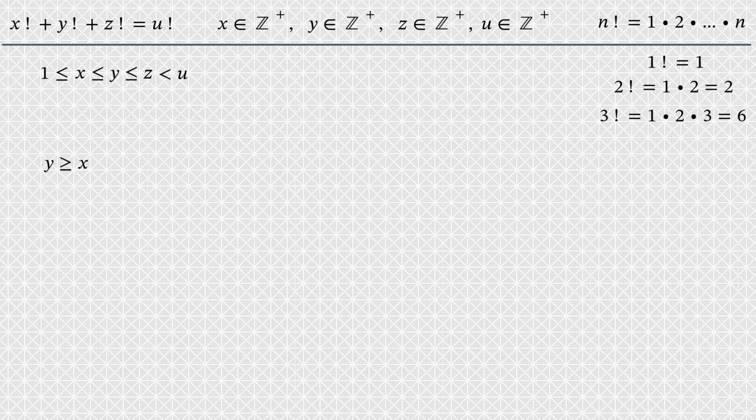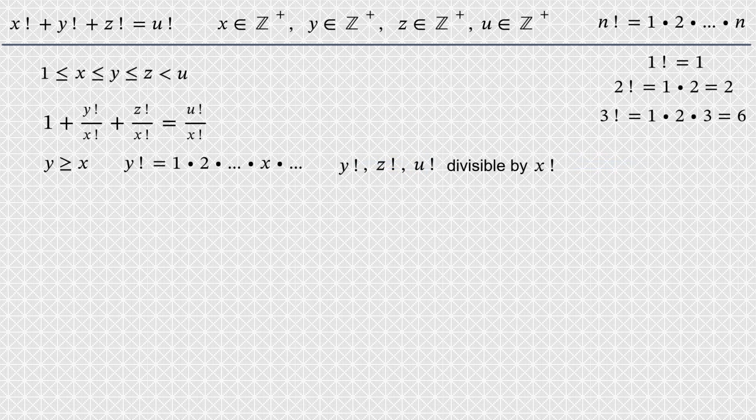Since y is no less than x, y factorial contains all the factors of x factorial and maybe some additional factors. Whether or not the additional factors exist, we can certainly say that y factorial is divisible by x factorial. And since z and u are also no less than x, z factorial and u factorial are also divisible by x factorial. Therefore, we can divide our equation by x factorial and get the new equation where all the terms are still integers. And here's your chance to continue.